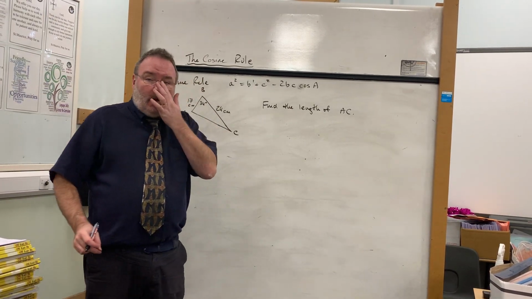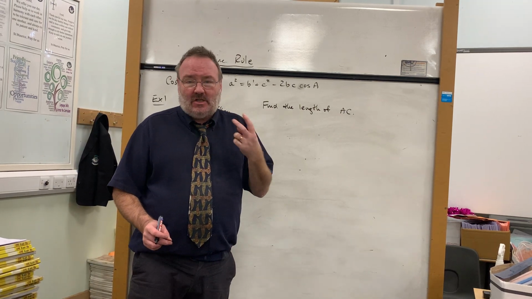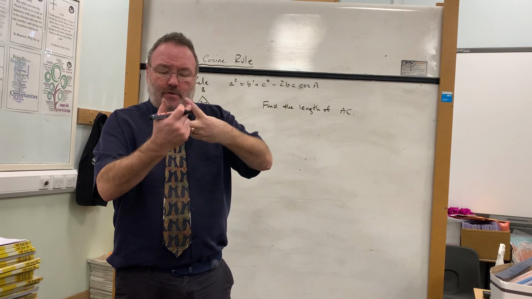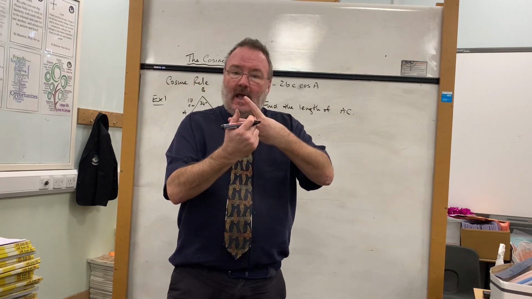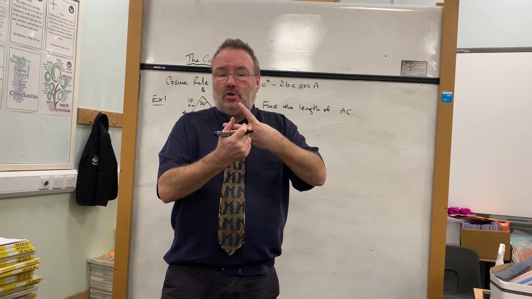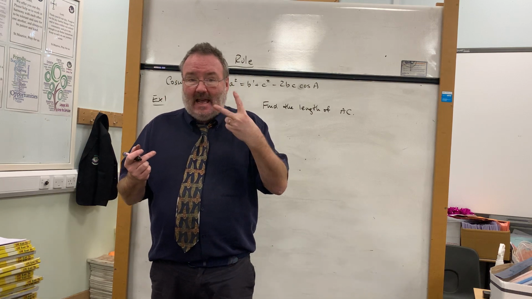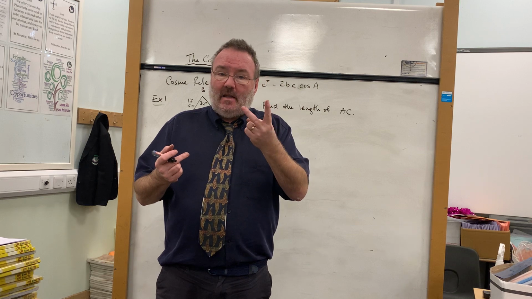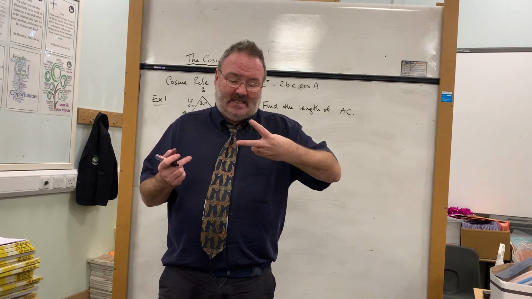The cosine rule. Now, the cosine rule is very specific. The cosine rule actually has a test, and the test is that if you have two sides, and the angle in between, you have the information to use the cosine rule. Now, that's the only test you get when you're doing trigonometry, but it is useful because you can check in advance, is this a cosine rule question?